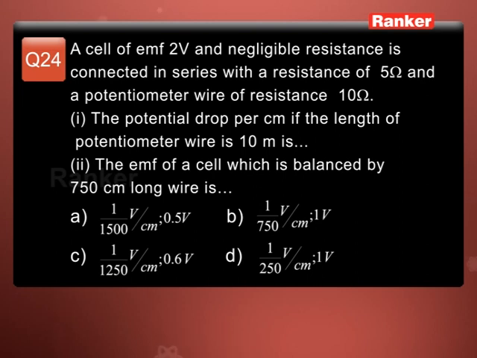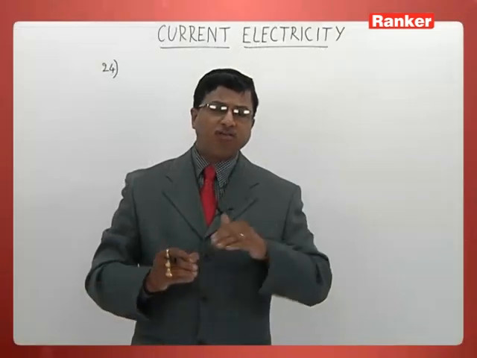The four options given are: first option, 1 by 1500 volt per centimeter and 0.5 volt. Second option, 1 by 750 volt per centimeter and 1 volt. Third option is 1 by 1250 volt per centimeter and 0.6 volt. And fourth option, 1 by 250 volt per centimeter and 1 volt.